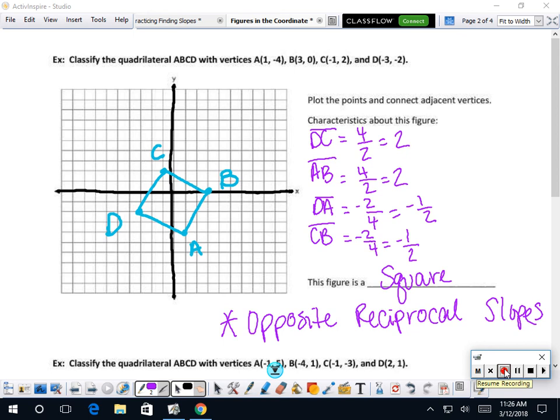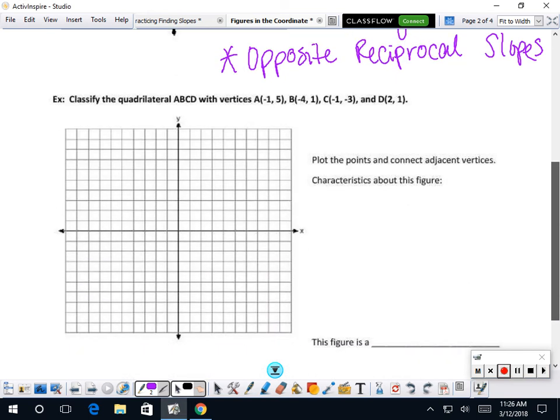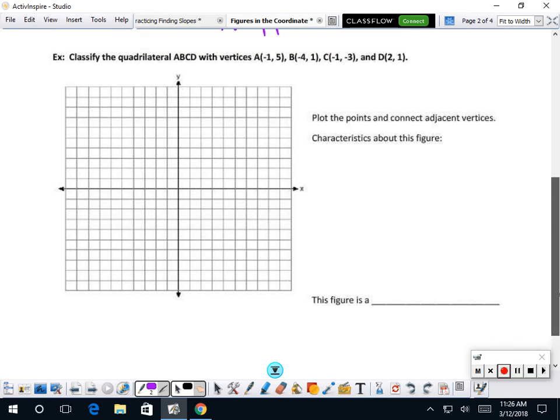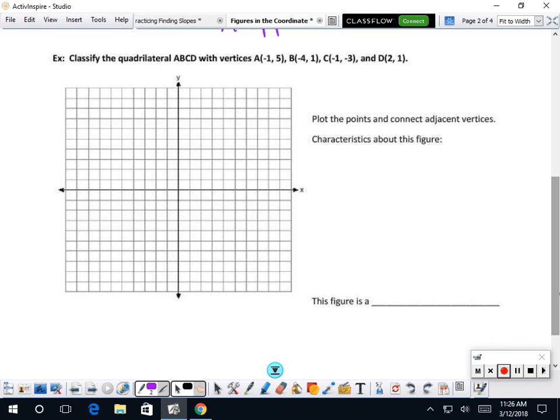So let's look at the next example here. We're going to classify the quadrilateral ABCD, and it's going to have the vertices at -1, 5, -4, 1, -1, -3, and 2, 1.